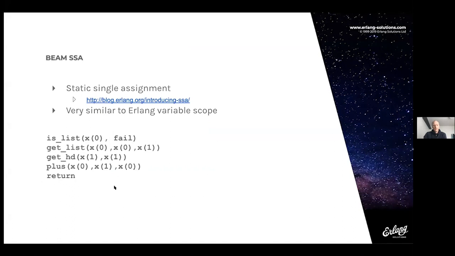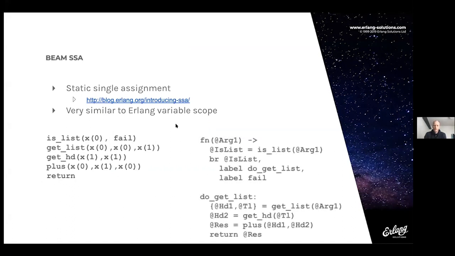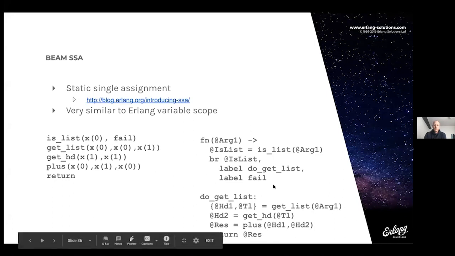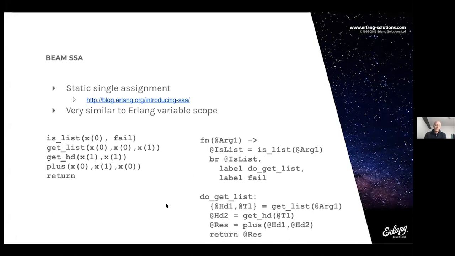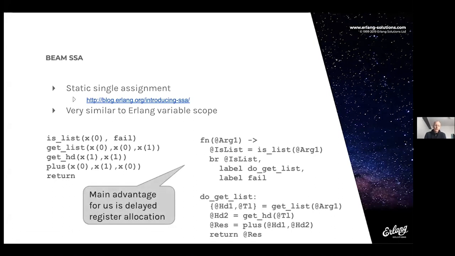So instead, in SSA form, this would look something like this. It's a bit more verbose, but in here you can't reuse variables or registers in the same way. So the is_list, and you have a branch for different parts and so on. This is heavily inspired by the syntax of LLVM IR, and the semantics and so on are very similar to this. And the main advantage for us here is that we have a delayed register allocation happening, so we can do more low-level optimizations on this code.